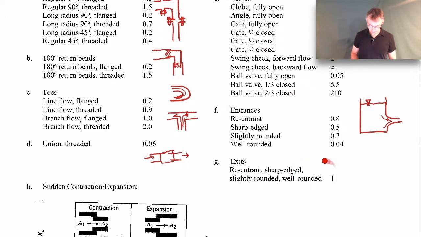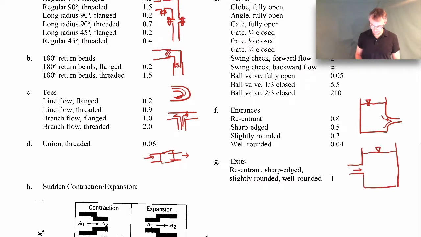An exit is very much the same kind of thing. It's just how fluid goes from a pipe into a large tank. So here it turns out that it doesn't matter what kind of exit you have, whether it's well-rounded or sharp or whatever, the loss coefficient is equal to 1. And the reason for that is because as the flow comes out, regardless of what kind of exit you have, the flow is going to swirl around and completely dissipate when it comes out into that tank. It's going to hit that large body of liquid and just completely mix together. So it's going to completely dissipate the energy.